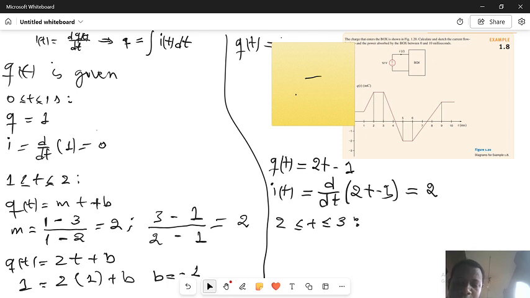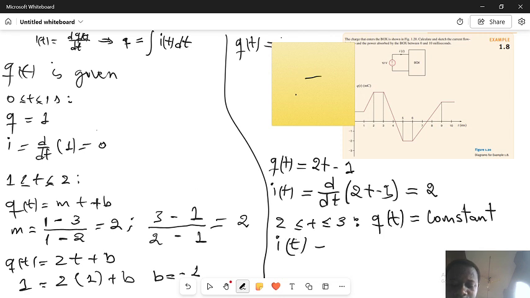When the value q is constant, I can determine the current. I know directly that the value of current is going to be 0, because when the charge is constant, the derivative of a constant is directly equal to 0.